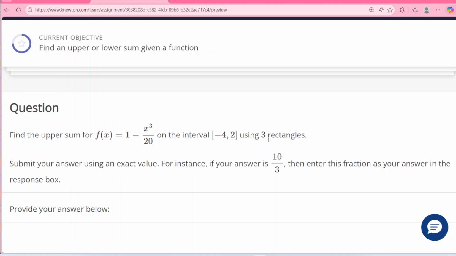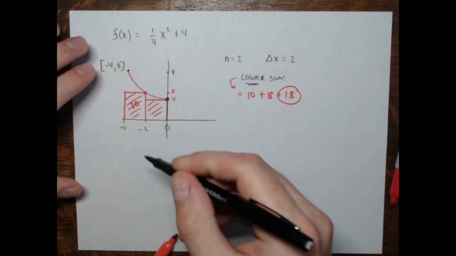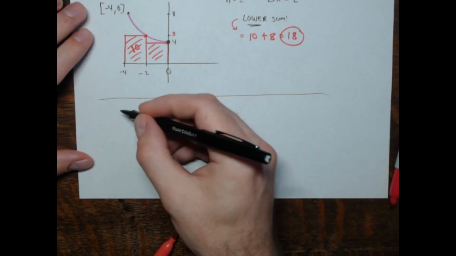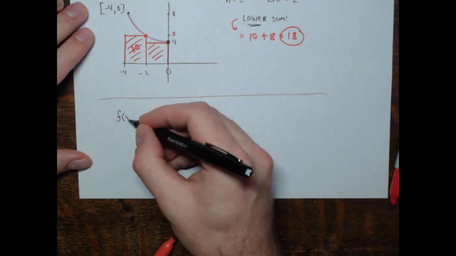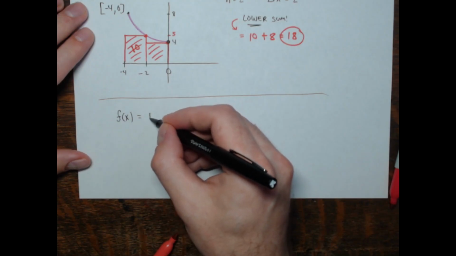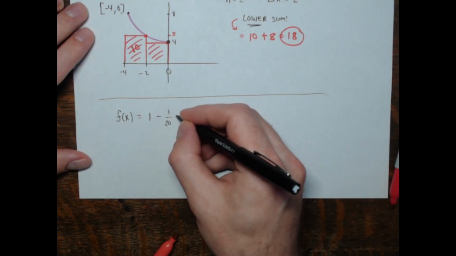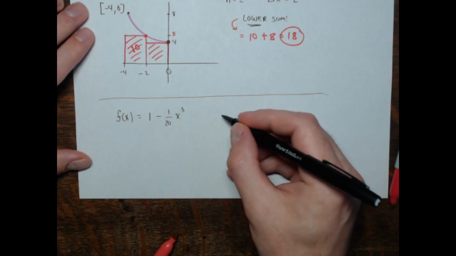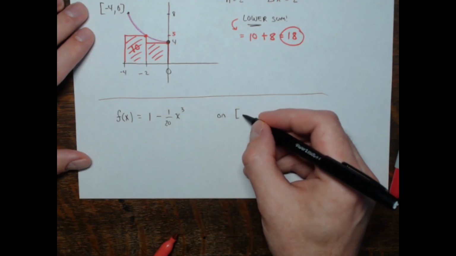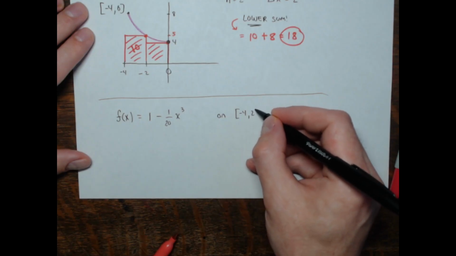And if I use 3 rectangles here, I'll just be doing the left endpoint approximation. That'll give me the upper sum. So I'll go to paper. I got some room on this page. Let's just go down here. So the function this time, 1 minus 1/20th x cubed. We're on the interval from -4 to 2.